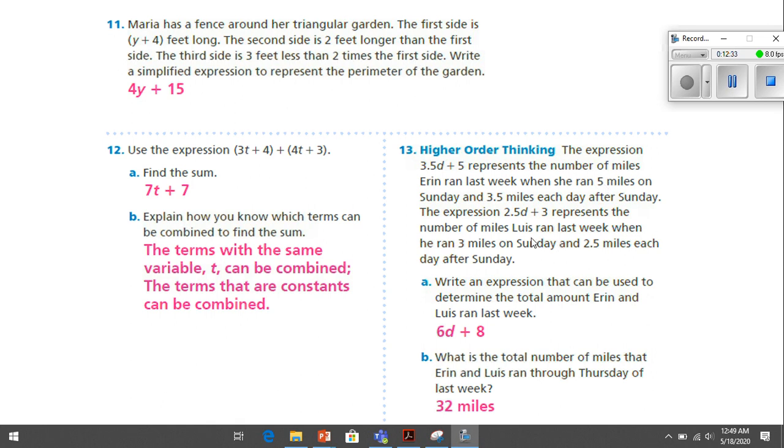So now we have to figure out how many miles Lewis ran. Well, we got 3 miles on Sunday, and then 2.5 each day. So 2.5 times 4 would be 10. That'd be 13. And we take 13 and add it to 19. That's going to give us 32 miles.